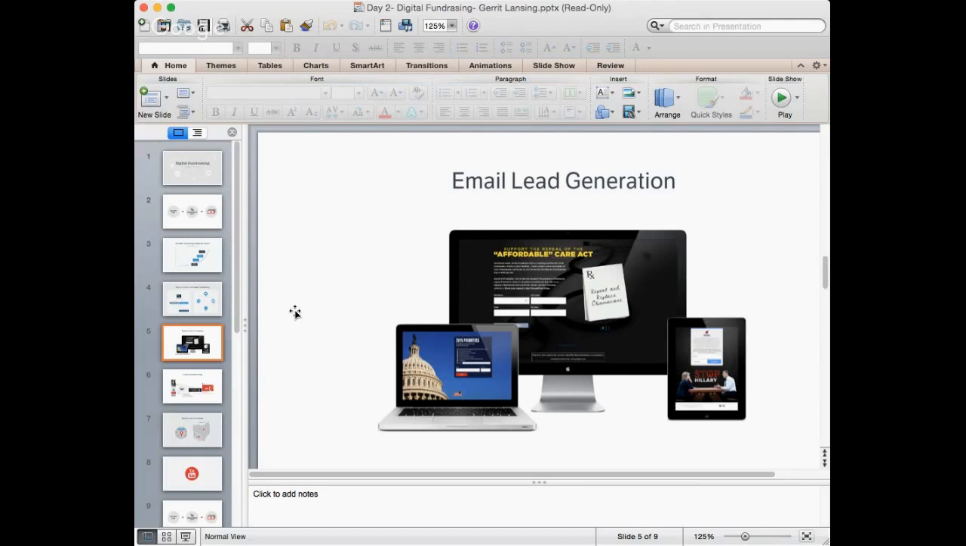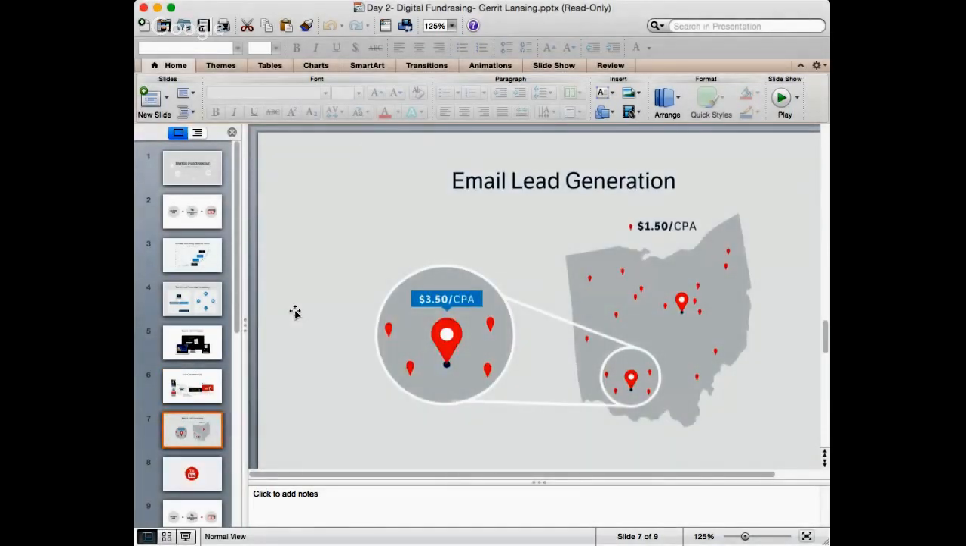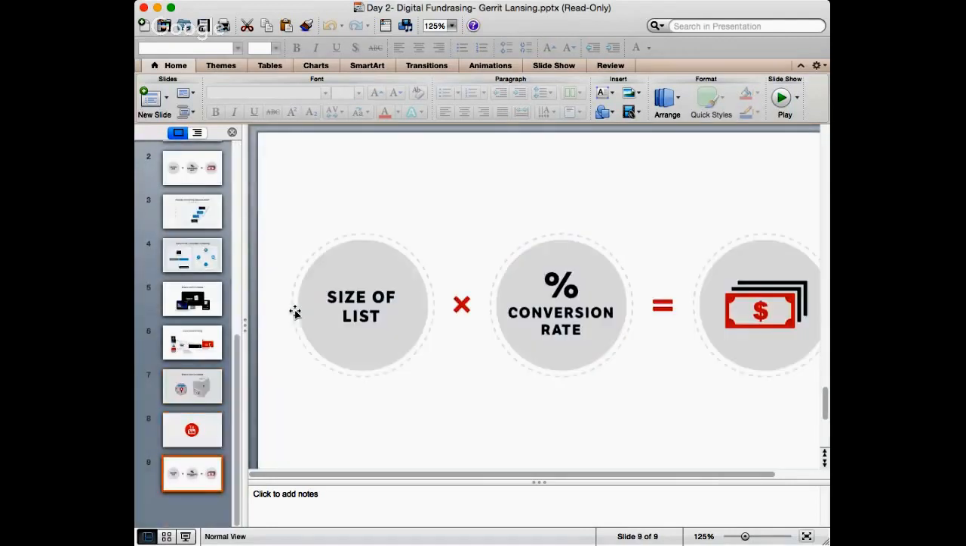Things like email lead generation, surveys, petitions are a great way to grow this list through advertising. There's also other tactics we can get into. This is just a quick slide. Again, this deck is sort of for a different audience, but just demonstrating that the laws of supply and demand apply for lead gen. So if you're going statewide in Ohio, you might be able to get emails for $1.50, but if you're just focusing around Cincinnati, they're probably going to be $3.50. Again, just a supply and demand thing.